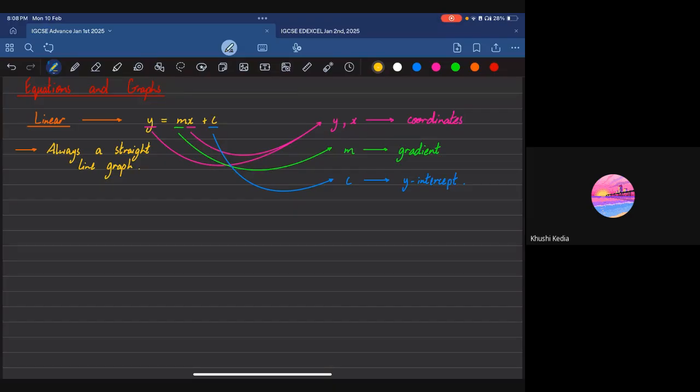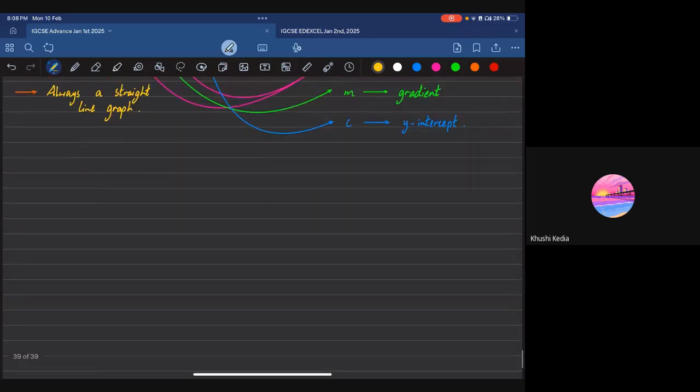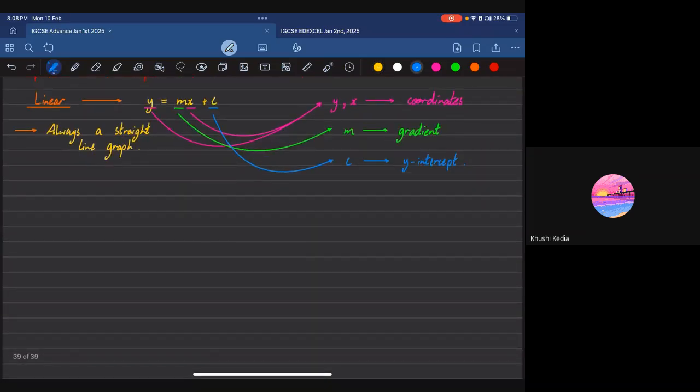Now we are going to move forward and see what the y-intercept, c, the gradient and the coordinates actually mean. Your y-intercept, or c, is very simply the point at which, just like it says in the name, the graph hits the y-axis.